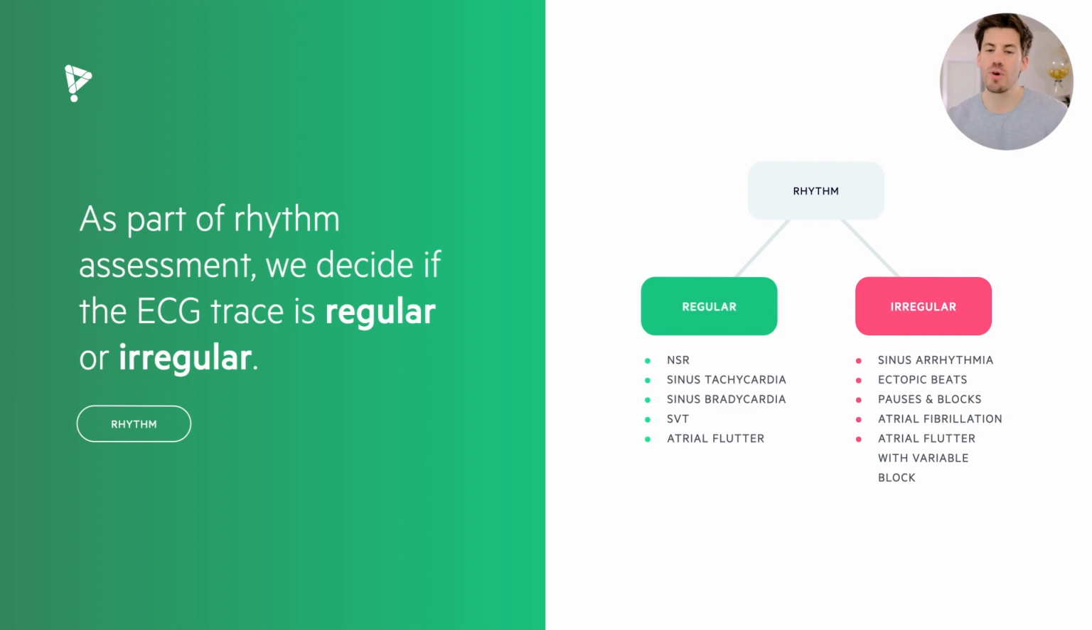Typical irregular rhythms are things such as sinus arrhythmia, ectopic beats, these extra beats we'll talk about, pauses and blocks, atrial fibrillation, and atrial flutter with variable blocks. We will be covering all of these in later lectures, but this is an example where you can have lots of regular rhythms or irregular rhythms.